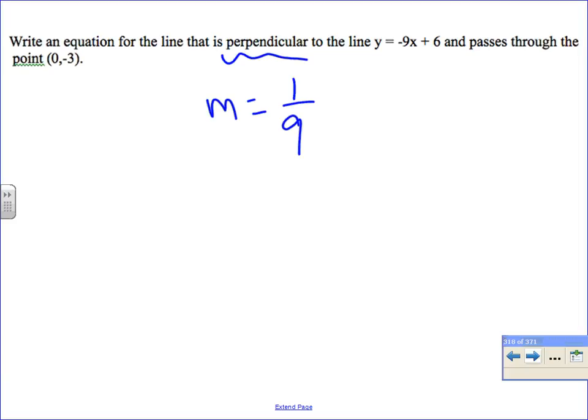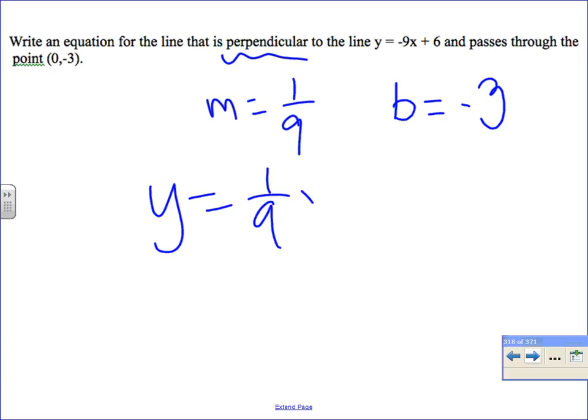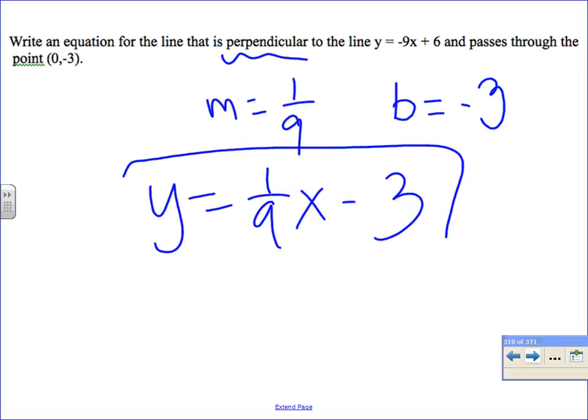Mary, what should B be? Good. B is negative 3. So Charles, what is the equation? Good. Y equals 1/9 x minus 3. That is perpendicular to the equation given. Okay, it's the opposite reciprocal slope.